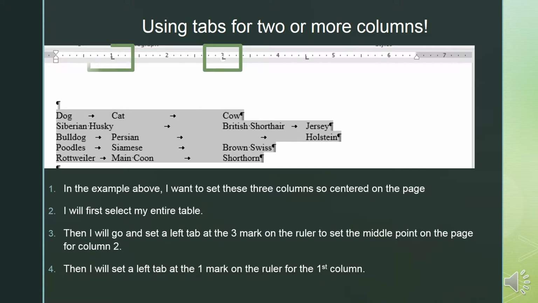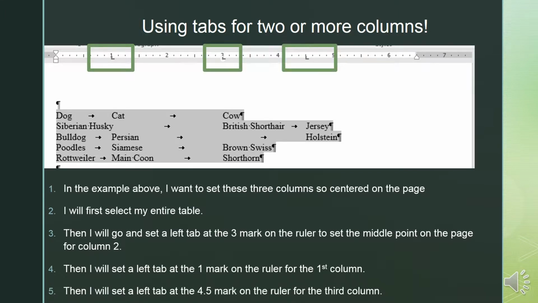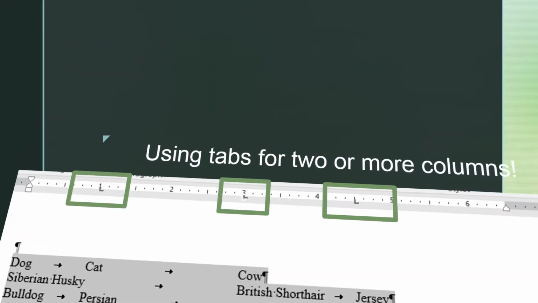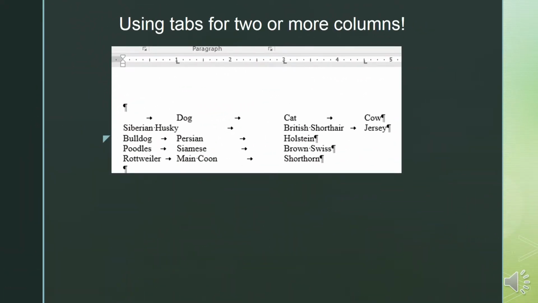Then I will go to the left tab and put a left tab at the 1 mark on the ruler for the first column. Then I will go to the 4.5 mark on the ruler to set a tab for the third column. After I have my tabs set, it's time for me to begin to move my columns so they line up to my left tabs on the ruler.